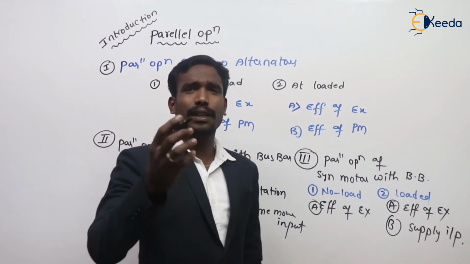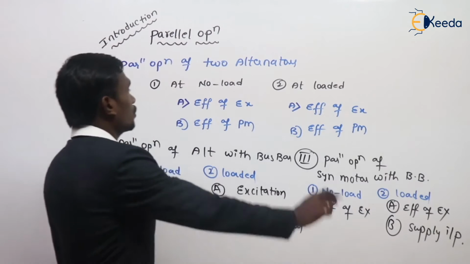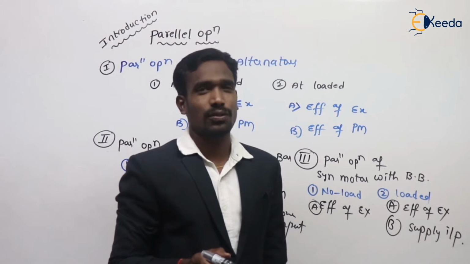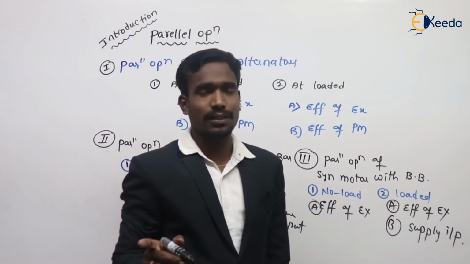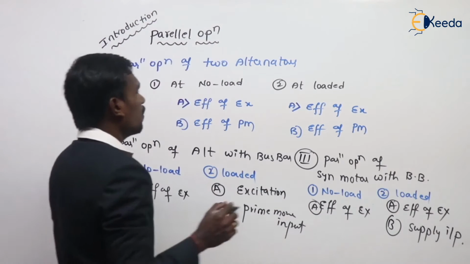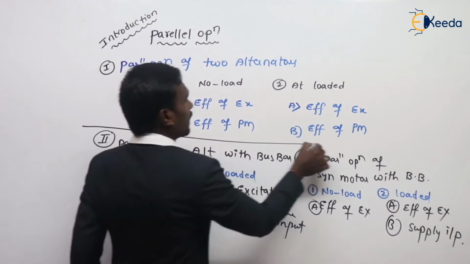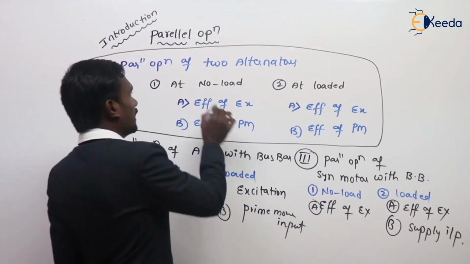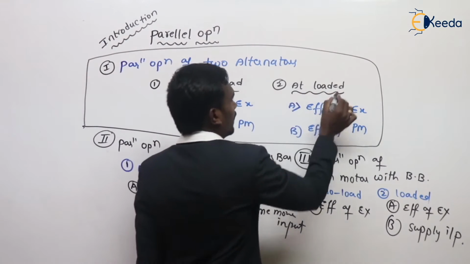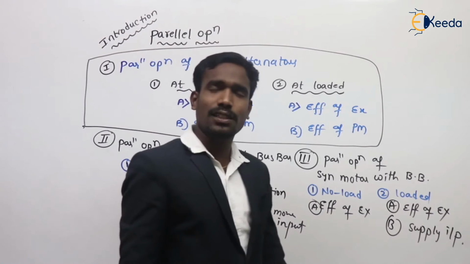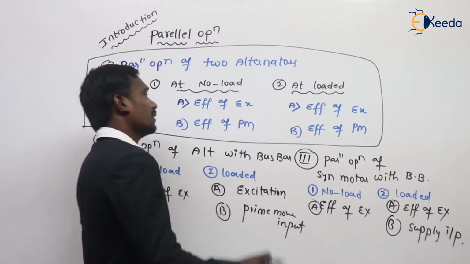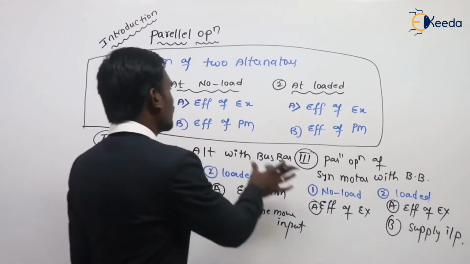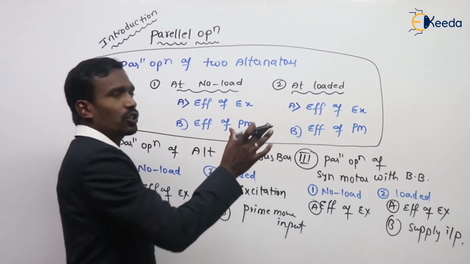A very important concept. And to know this concept, we must know armature reaction. Without armature reaction, we can't do. I said you already. So now I am going to discuss the first topic in parallel operation, that is parallel operation of two alternators. In that, at no load condition and at loaded condition, what happened if excitation changes by constant prime mover input, and what happened if prime mover input changes with constant excitation. I will discuss this part of parallel operation now.